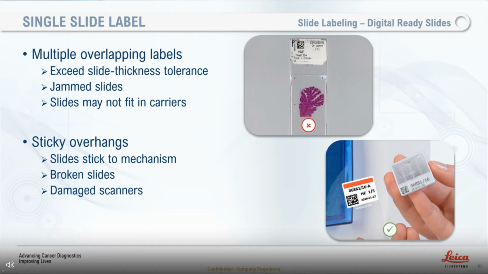The same is true for sticky overhangs. So trying to ensure that when you place your slide label on your slide, that it is fully within the boundaries of your glass slide. Because again, similarly, sticky overhangs, they can stick the slides to the moving mechanisms, to trays, and again, can result in all those problems we just discussed with broken slides, potentially broken glass, damaged slides, slides jammed in the mechanisms. So best practice is, where possible, single slide label within the boundaries of the glass slide.